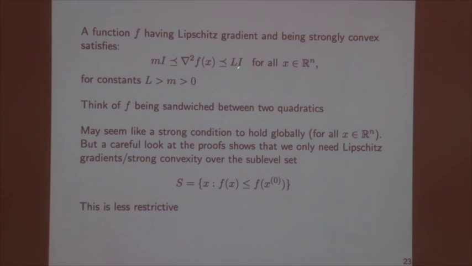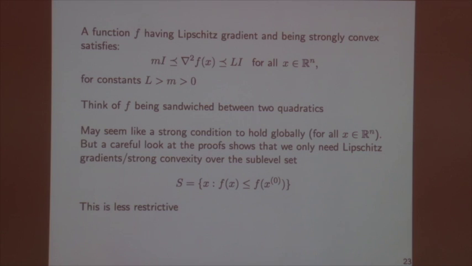So basically, this is saying that if you take L times the identity minus the Hessian, you still get a positive semi-definite matrix. And if you take the Hessian minus m times the identity, you still get a positive semi-definite matrix. So it means that the curvature of your function is basically sandwiched by two quadratics. You can upper bound it by a quadratic, and you can lower bound it by a quadratic function.